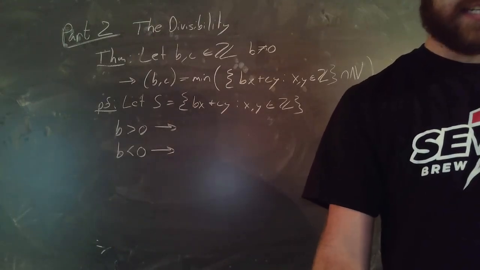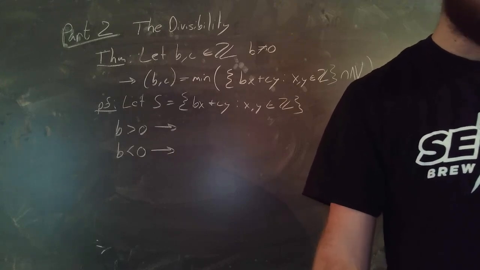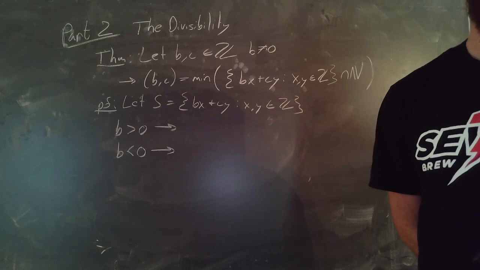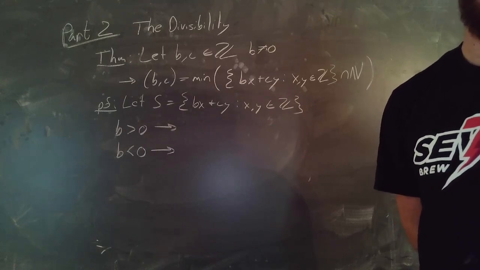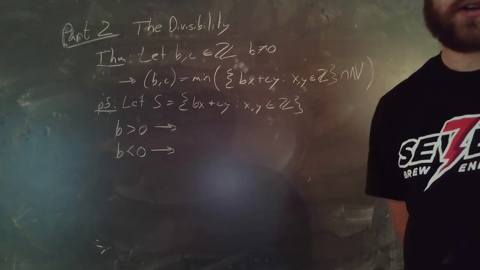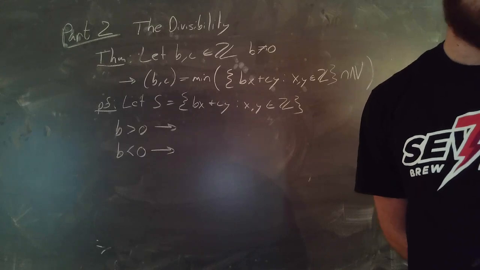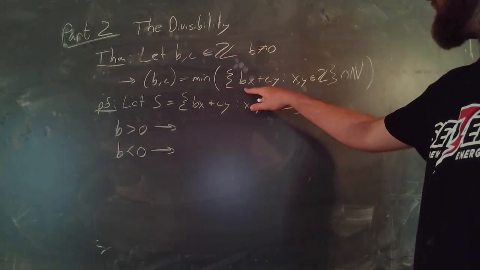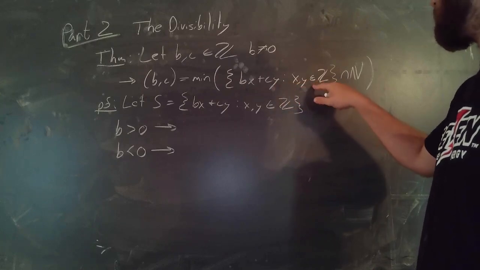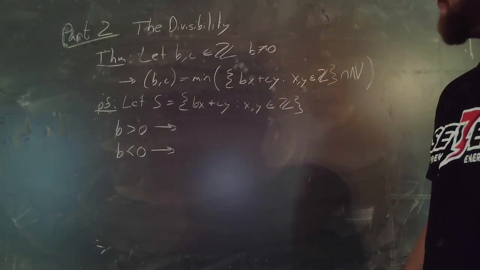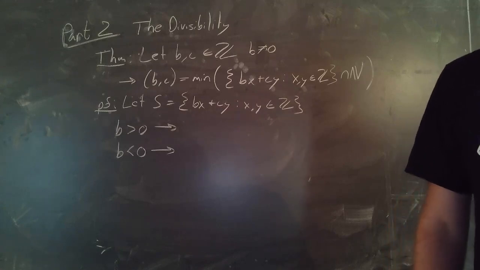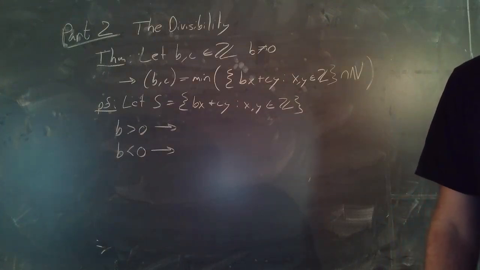Now this next theorem has to do with the way that we can express a greatest common divisor. The theorem says let b and c be integers so that b is not equal to 0. Then the GCD of b and c has to be the minimum positive element of this set here, which is bx plus cy with x and y drawn from the integers. So to prove this, what we're going to do is first establish this set that we've been given, bx plus cy with x and y drawn from the integers.